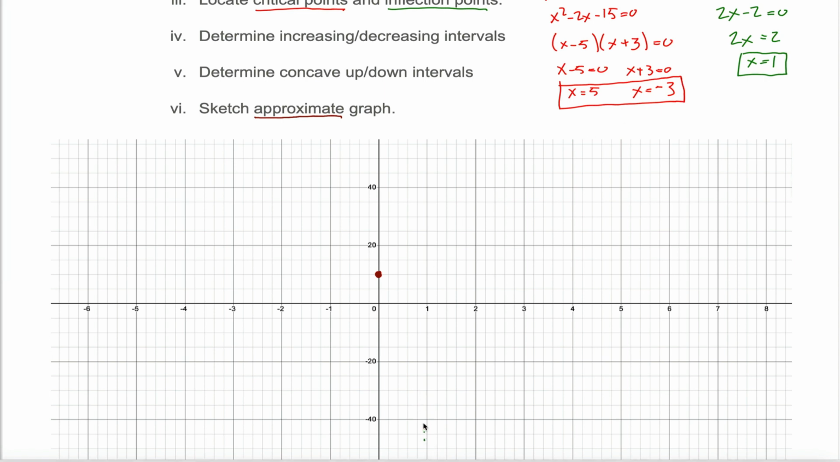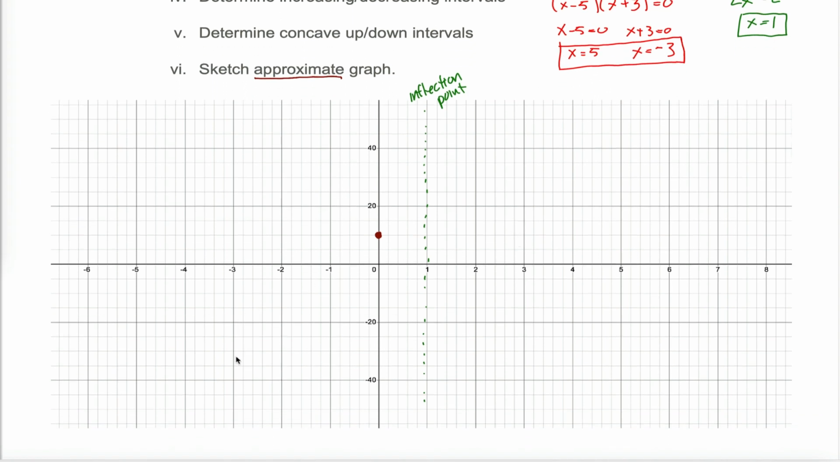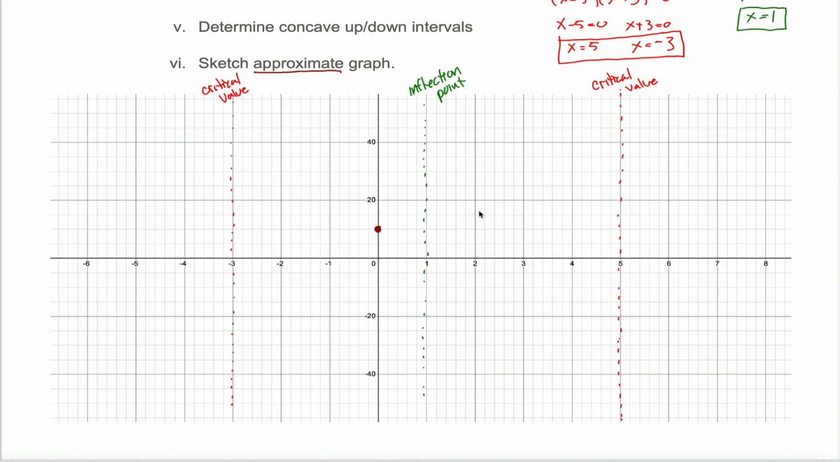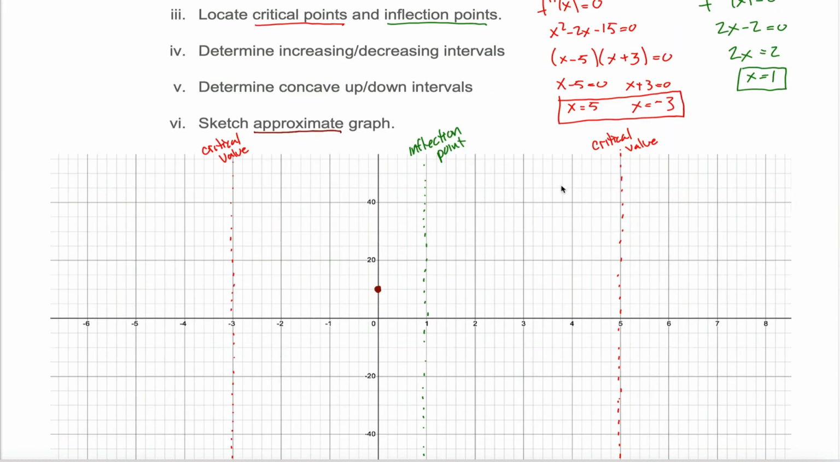X equals 1 is this point right here. This dotted line does not represent a vertical asymptote. This is just telling me that I have an inflection point at x equals 1. Similarly, at 5 and negative 3, I have critical values, so I'll add those to my graph as well. We're getting close to being at the point where we can sketch an approximate graph.